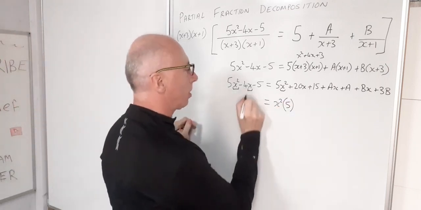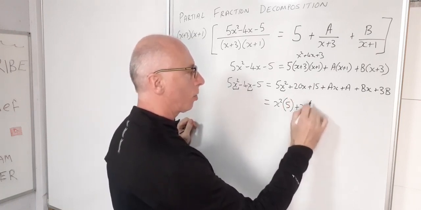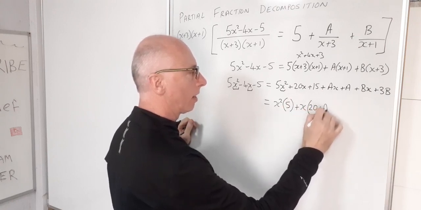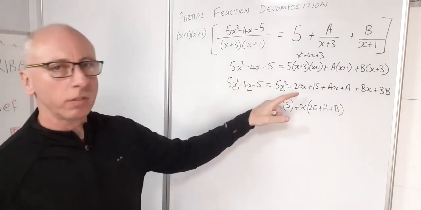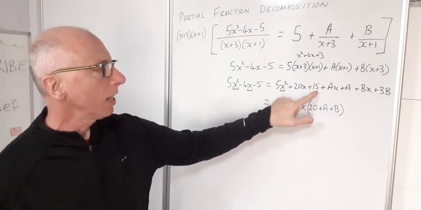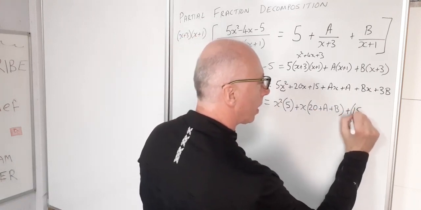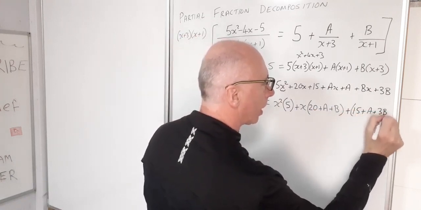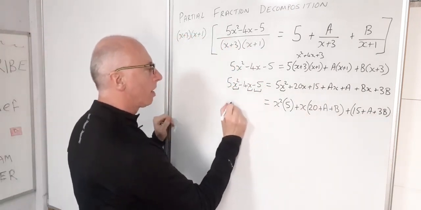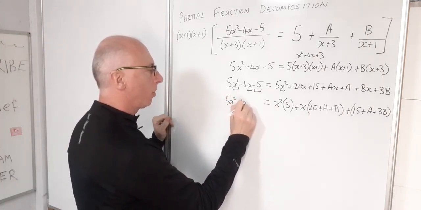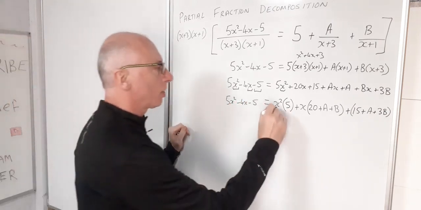Now let's get all the x terms. So now I'll have plus x times, got a 20 there, an A there, and a B there. And then get all my integers, so my constants, 15, an A, and a 3B. So plus 15 plus A plus 3B. Okay, and they should equal the corresponding coefficients of these. So now I've got 5x squared minus 4x minus 5. So I've got x squared and 5, that's fine, they can cancel each other out.